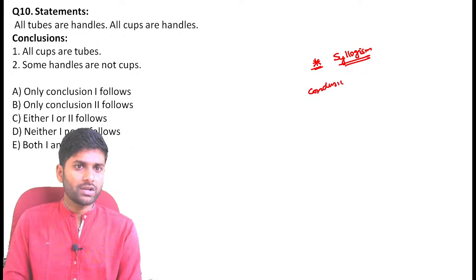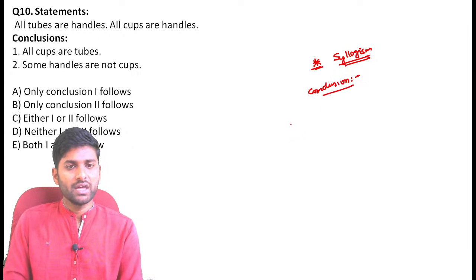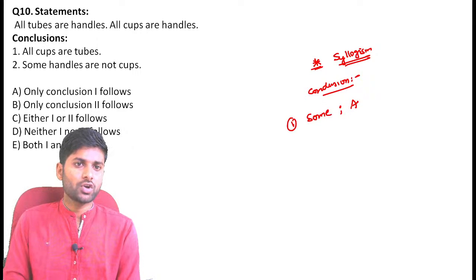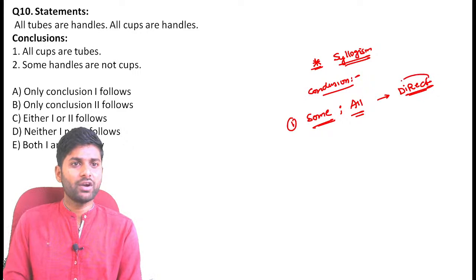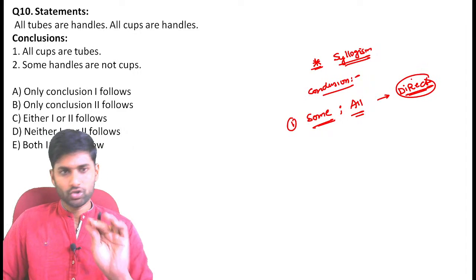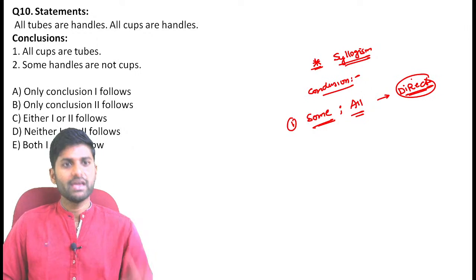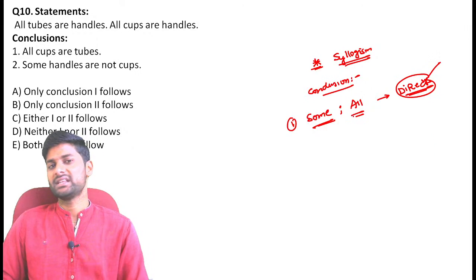If you want to solve any some, all conclusions, we require a direct relationship in the diagram. We want a direct relationship in the diagram, guys. If you want to solve any some, all conclusions, we require a direct relation in the diagram.